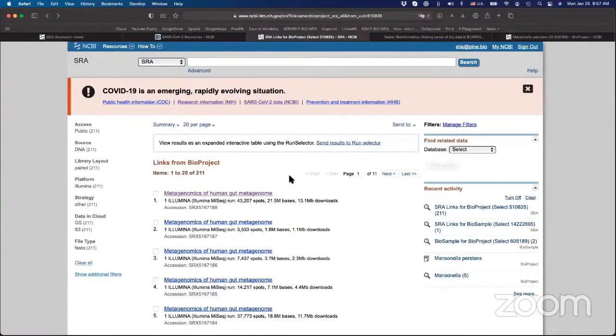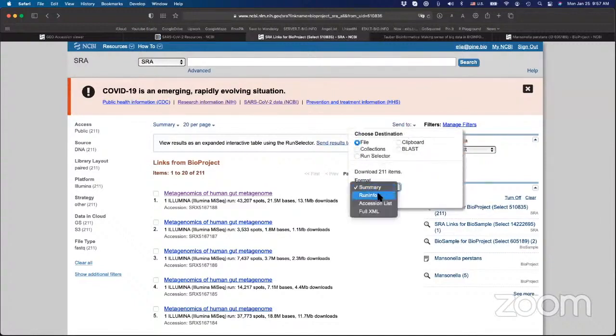So if I want to analyze all of these data sets, again, one of my options is to download all of them to my computer and start running a pipeline on my computer, but I can see how this can quickly get out of control because there's just so many samples and each one of them is fairly large. So instead of doing that, what I will do is I will send the results to Run Selector, or over here, go to File, and download the run info table.